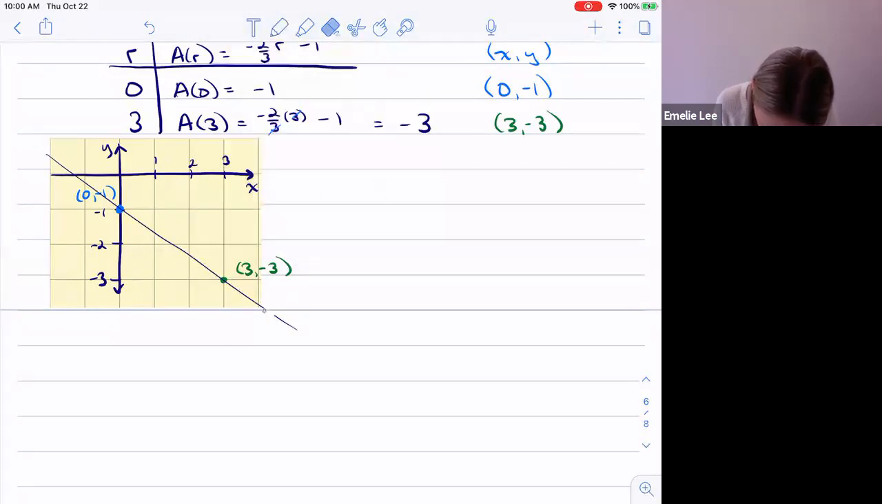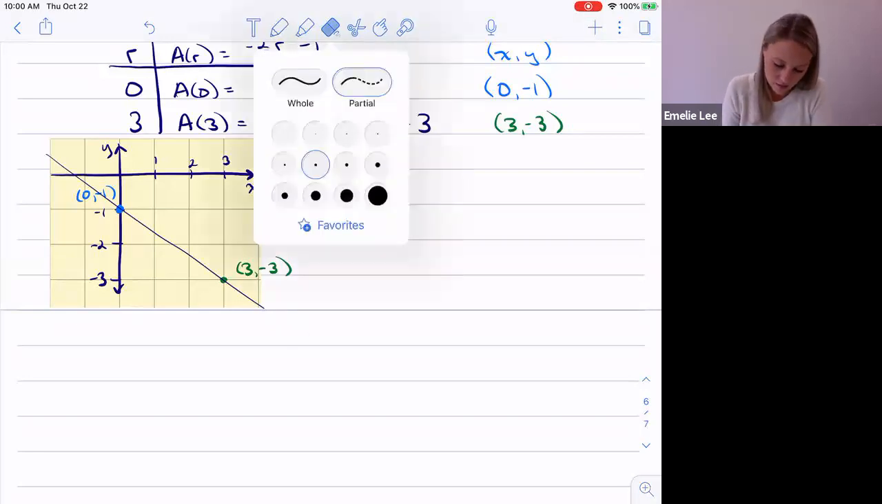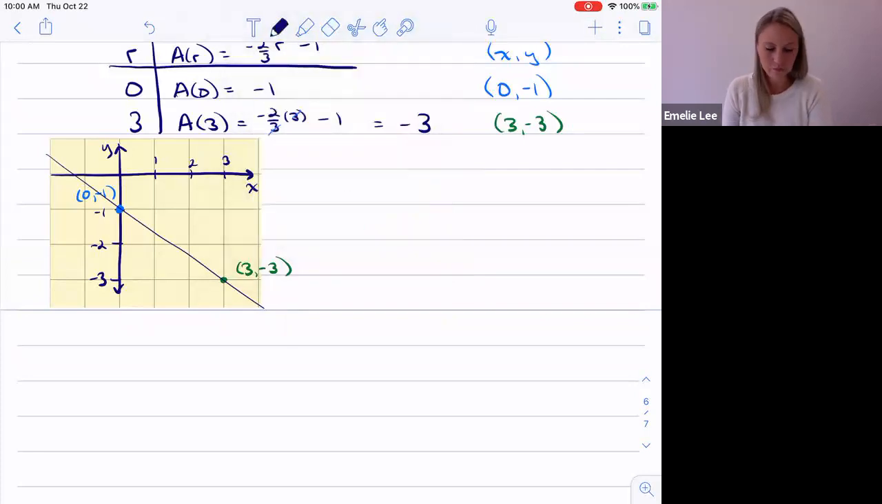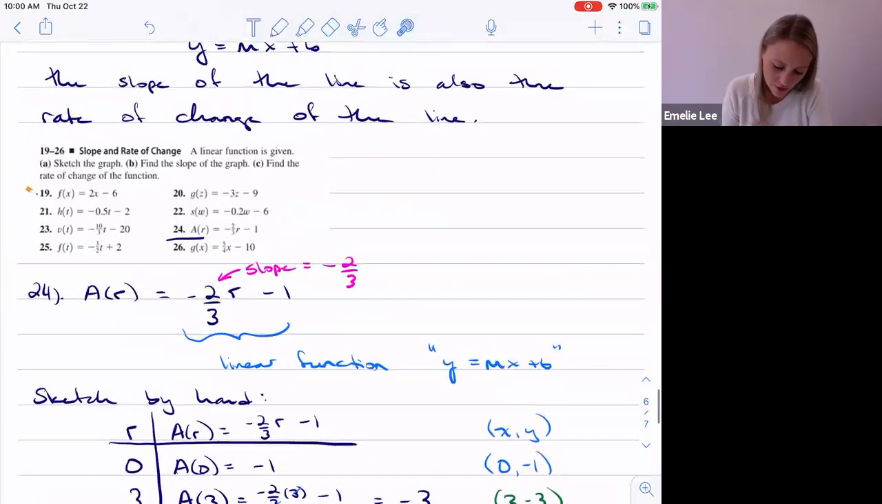It's on the next page here, which is not what I want. So there. Okay, so we sketched the graph. We did it by hand. Let's just confirm with Desmos.